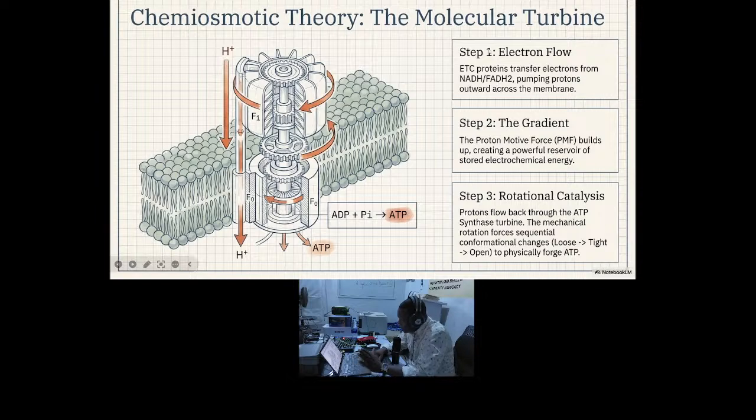Step 1, electron flow. ATC protein transfer electron from NADH. So as not to be too confusing for you, I want you to first of all go back to your microbial biochemistry, where you will be able to see how NADH and FADH are being produced. Is it towards catabolic or anabolic reaction? So that we are able to also understand it along the line.